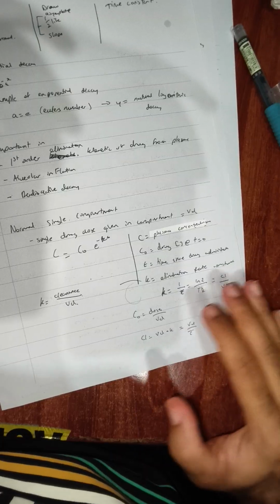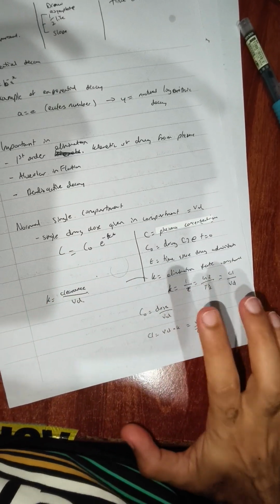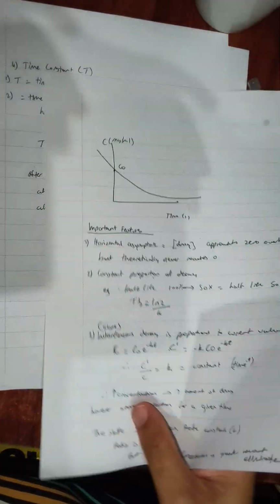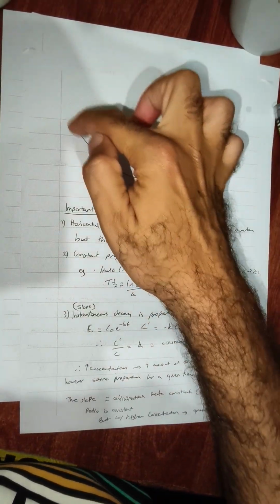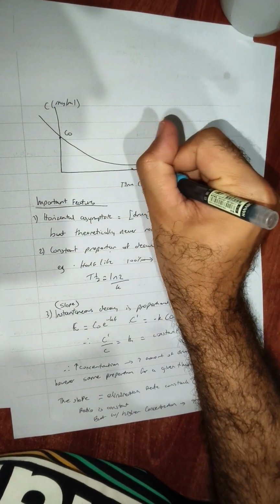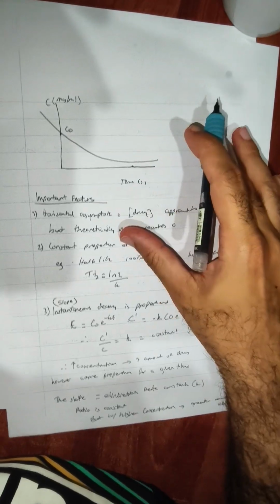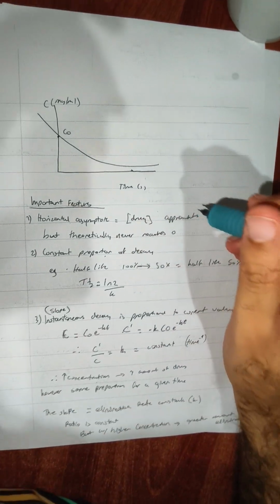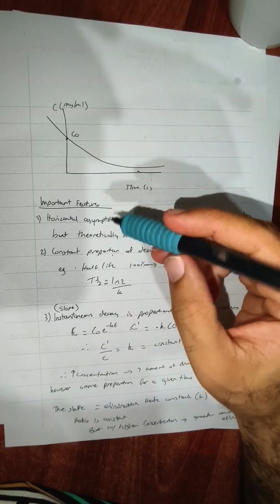So there's a lot of equations here, but I think this is all you need. Then you draw it and you show that it's negative exponential. The important factors are the horizontal asymptote. So once you draw it, you can kind of remember the stuff. So horizontal asymptote, which means that it theoretically doesn't actually reach zero, but it looks like zero.